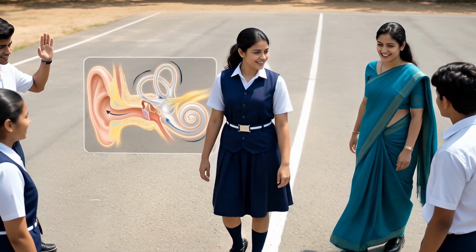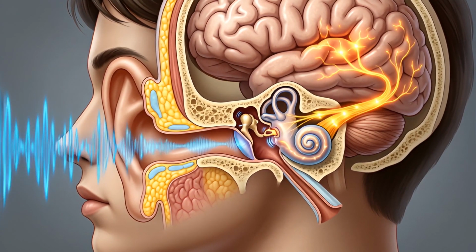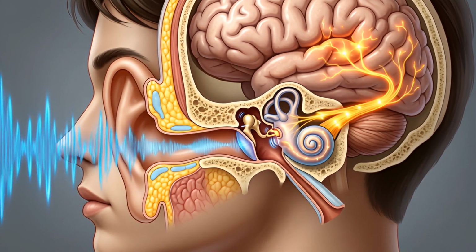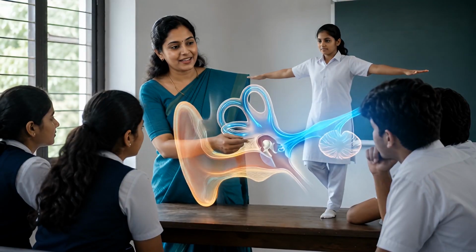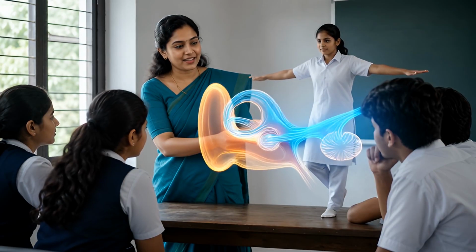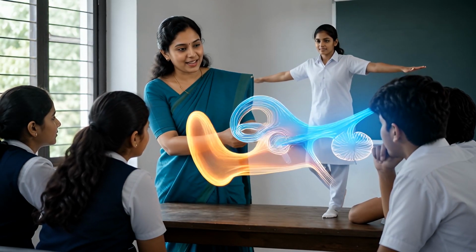Oh ear, you are sound's dear friend. You turn vibrations into nerve impulses and send them to the brain. When the fluid in the semicircular canals moves, a vestibular message travels through. The cerebellum coordinates the muscles and keeps the body balanced too.